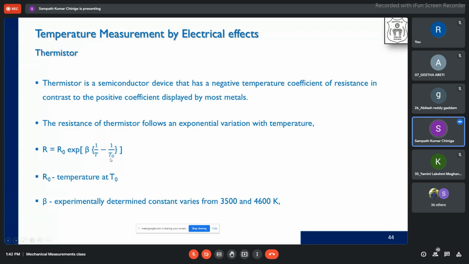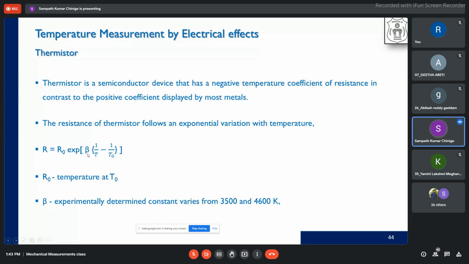That is basically your R naught and T naught. And what is its temperature? It is being measured with the help of resistance within the element. And we know that the material has a negative temperature coefficient of beta. This experimentally determined constant varies from 3500 to 4600 Kelvin. So for different materials, it will be different.